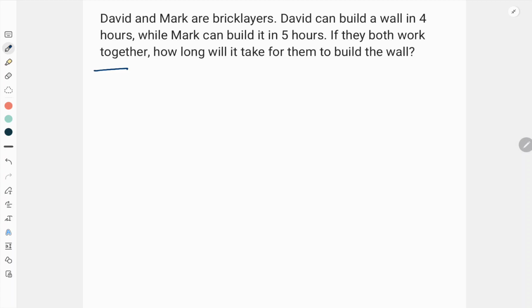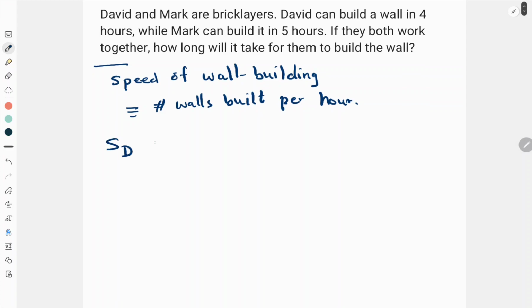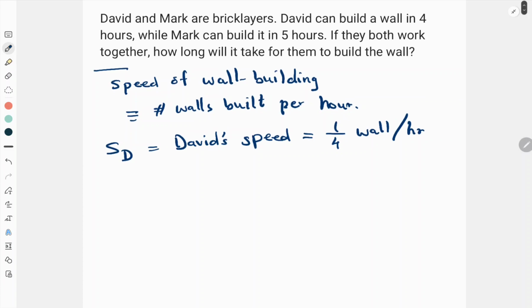Speed of wall building, basically we have to consider that quantity, speed of wall building, which is basically number of walls built per hour, let's say. And let's denote SD as David's speed, which we know is 1/4 wall per hour, because it takes 4 hours for him to build a wall.